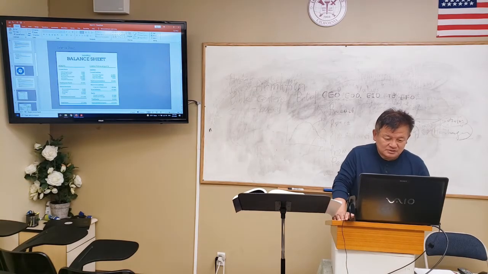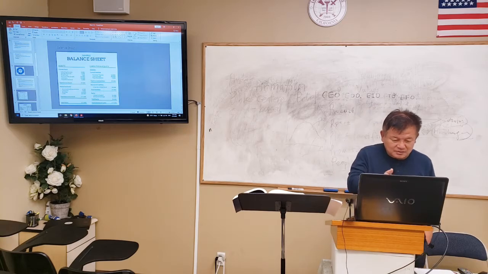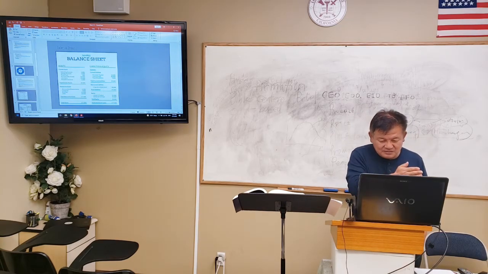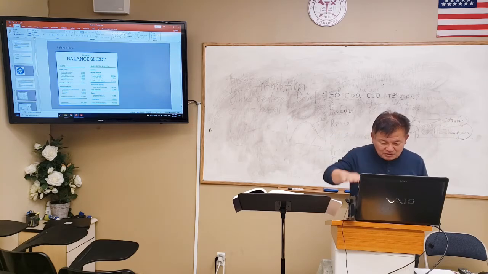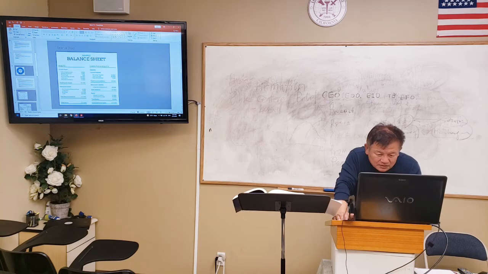I'll show you an example. This is a balance sheet. The balance sheet consists of assets on the left side, and liabilities and equity on the right side. The below part is the revenue and total equity. So total assets are on the left side, and the right side is liabilities and equity. This is a balance sheet sample.